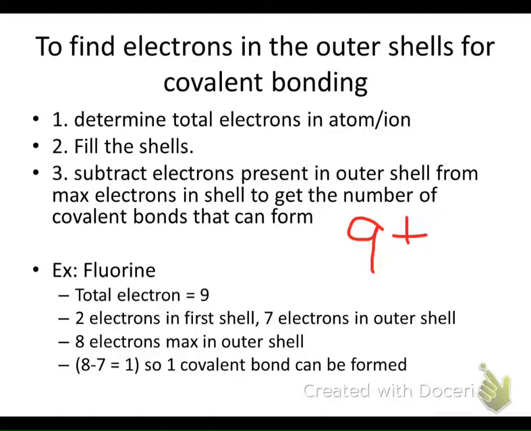In that outer shell, the maximum number of electrons is 8. So to find out how many covalent bonds are formed, you take the maximum number 8, subtract it from how many are actually in there, which is your 7 from right here, and that gives you 1. So 1 covalent bond can be formed with your fluorine.